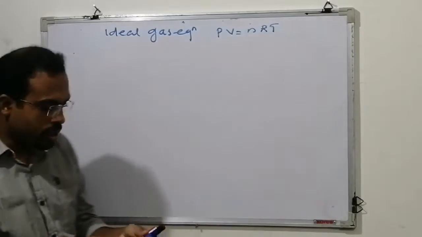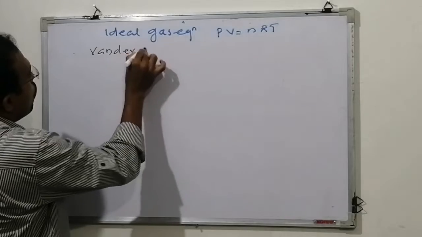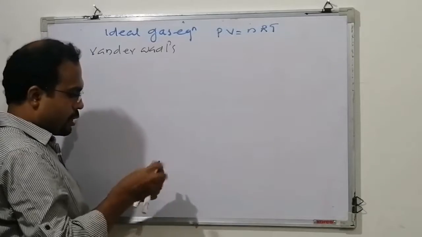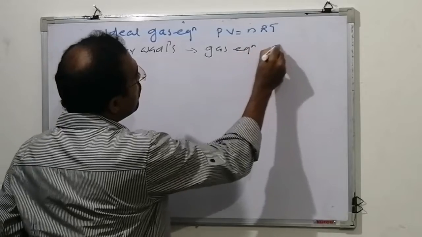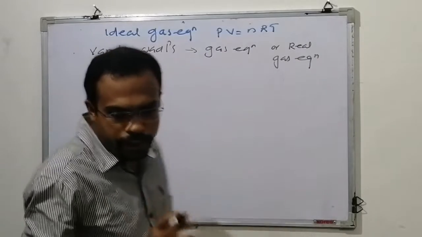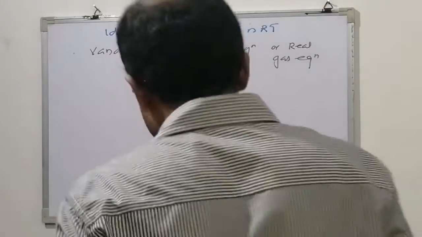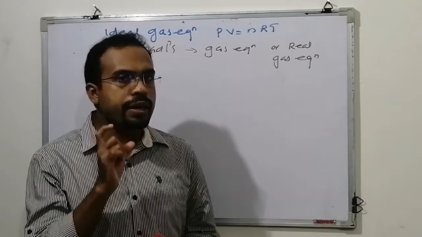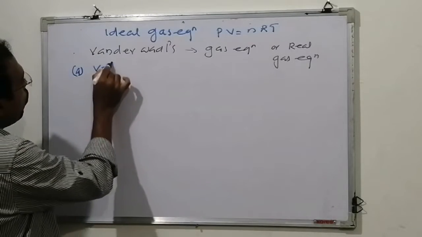This modification was done by the scientist Van der Waals. And that new equation is called the Van der Waals gas equation, or real gas equation. Okay, real gas equation. Now, how did he modify it? How did he correct it? He did two corrections. The first correction is volume correction.